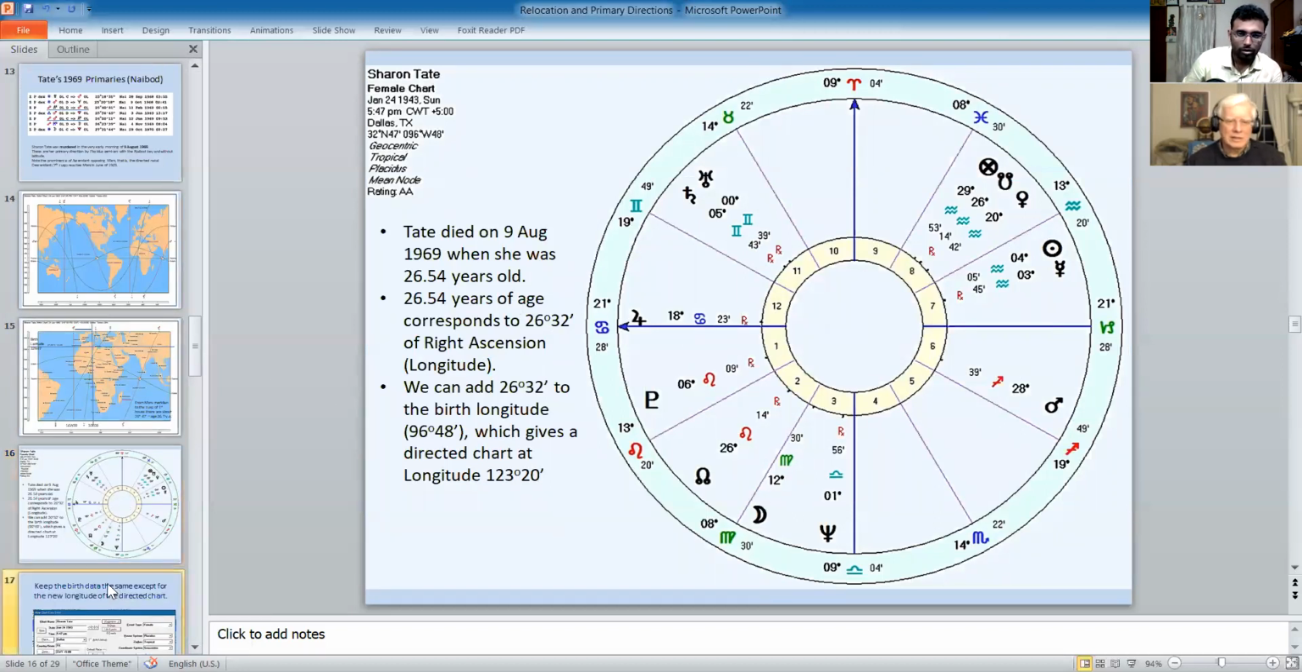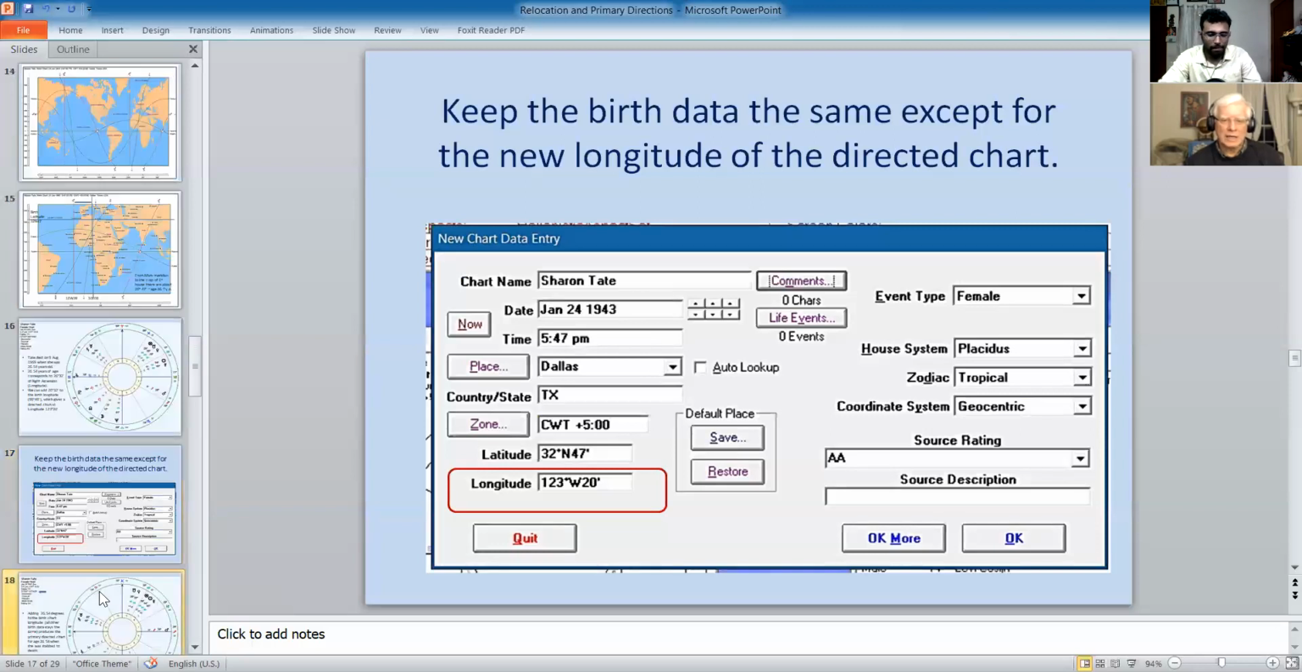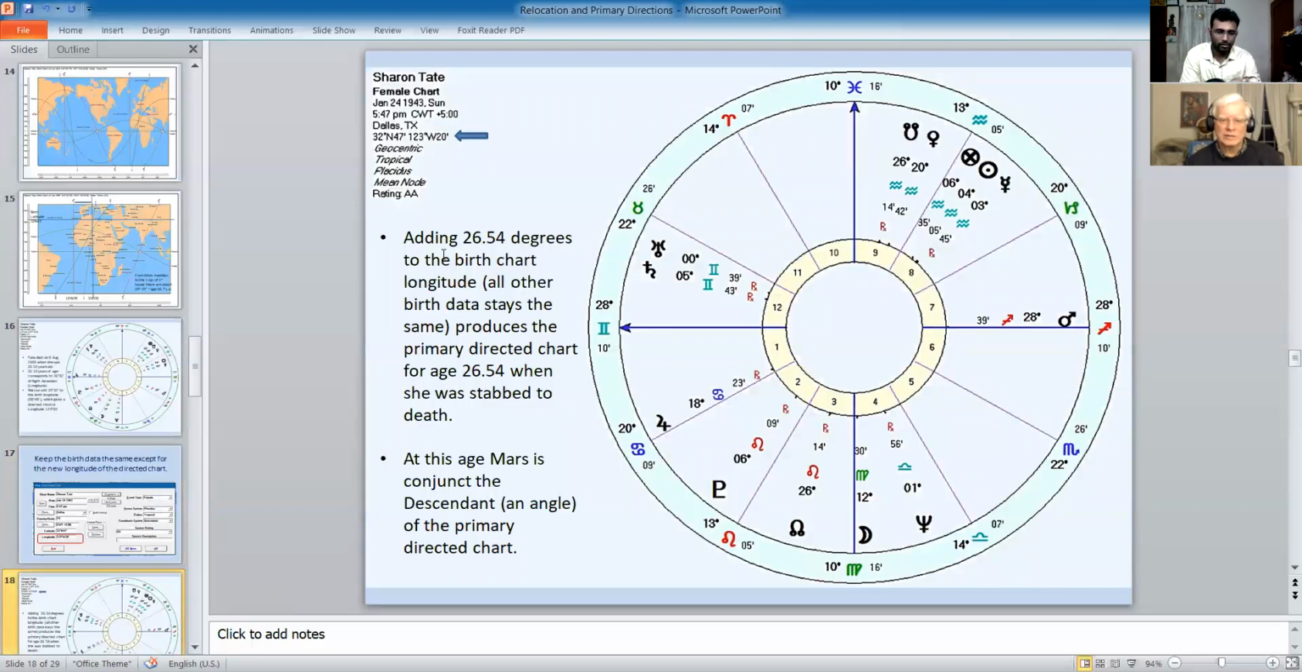So now the point of all this is, if you have software, this is her birth data. She's born in Dallas, Texas. And all I did was take the longitude of Dallas and add the time of the age at birth to that, and that gave me 123 West 20 as the new longitude, and recalculated the chart to get the directed chart for that age. And this is what it looks like. So if we direct her chart to 26.54 years, we see Mars is just about conjunct the descendant.